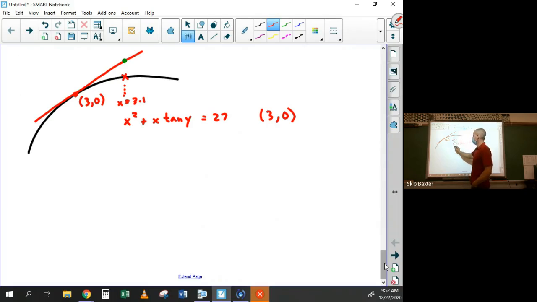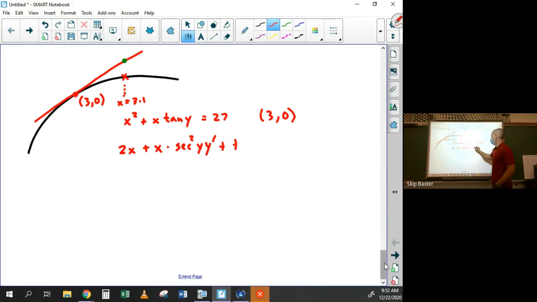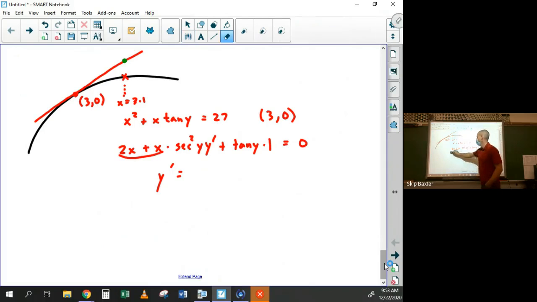So the derivative, implicit differentiation, this would be 2x plus, it's a product, the first times the derivative of the second, plus the second times the derivative of the first, equals 0. So then y prime equals, this is 3, oh no, I can't find my notes. What am I doing?